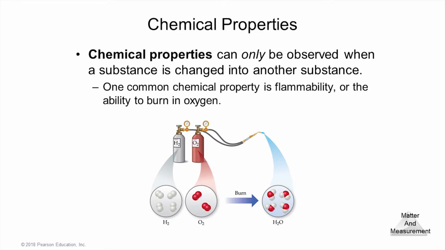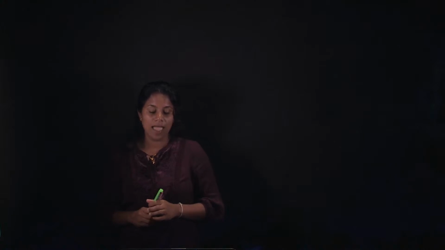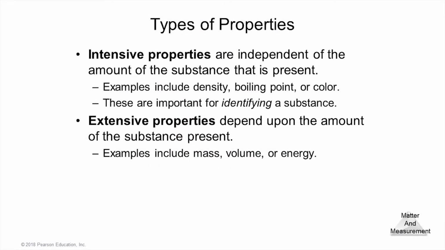But if you think about chemical property, it is observed when a substance changes into another substance, like flammability. So those are the chemical properties and physical properties. And now I'm going to discuss 2 other properties, which are extensive property and intensive property. Intensive properties are independent of the amount of substance that is present; it is a property of the material itself.